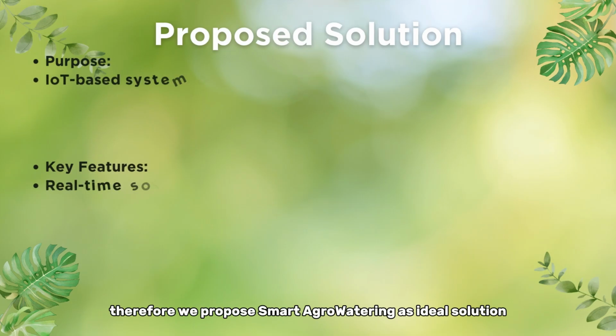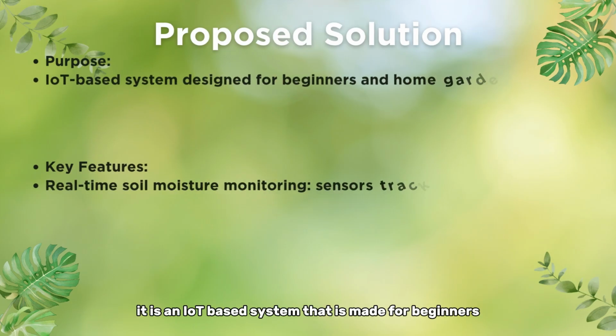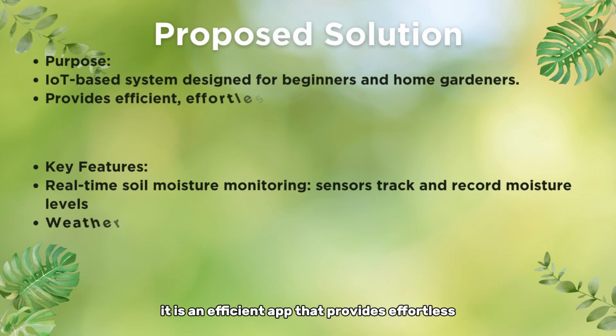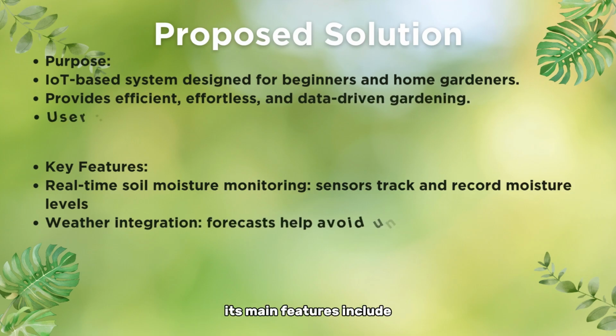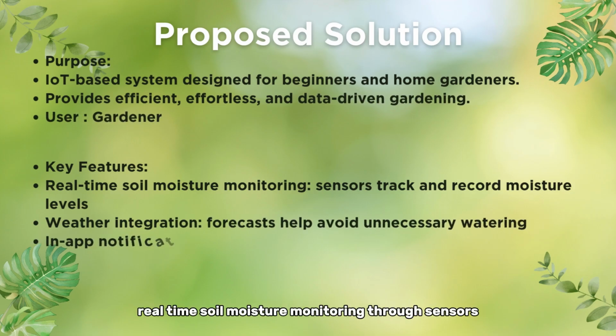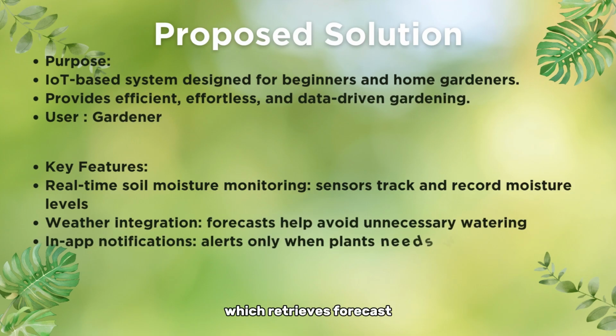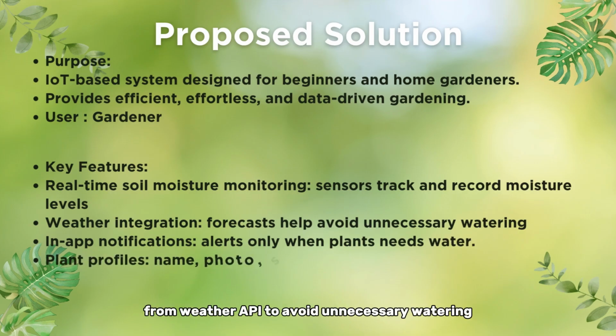Therefore, we propose Smart AgroWatering as the ideal solution. It is an IoT-based system that is made for beginners and home gardeners. It is an efficient app that provides effortless and data-driven gardening. Its main features include real-time soil moisture monitoring through sensors. Then we have the weather integration feature, which retrieves forecasts from a Weather API to avoid unnecessary watering.